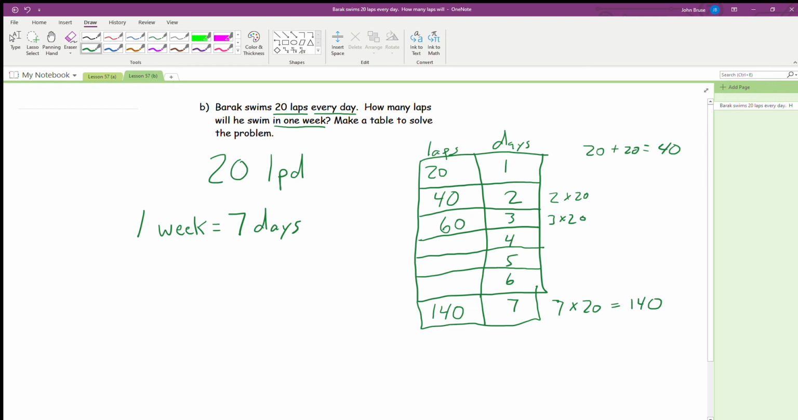We're going to go ahead and fill these in the rest of the way. We know that this is going to be 4 times 20 right here, 5 times 20 right here, 6 times 20 right here. Or we can count by 20s. I notice there's a pattern here, 20, 40, 60. I wonder if that would be 80, and then we've got 100 and 120. So our answer is going to be 140. This is our answer. So we're going to write, how many laps will he swim in 1 week? So he does 140 laps.